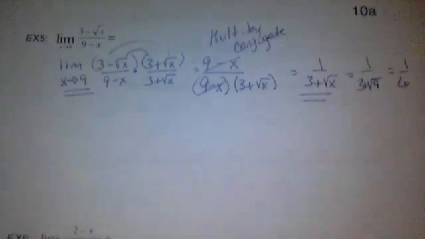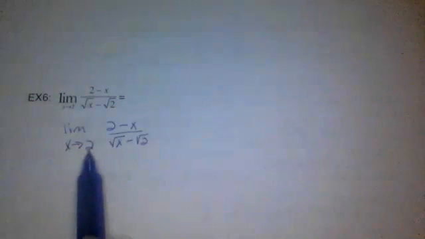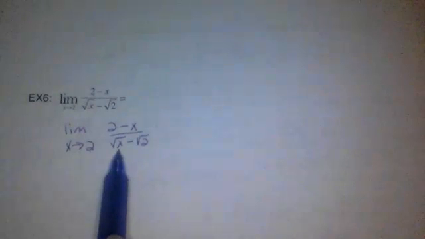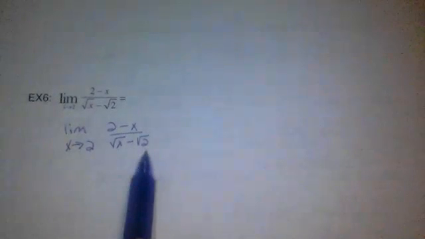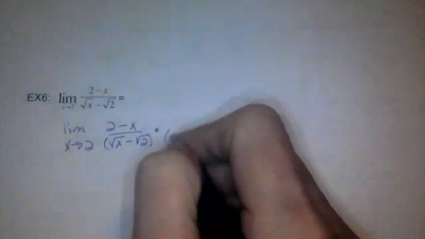So let's try number 6. So this time the roots are in the denominator. That's okay. We're still doing the same thing, except this time to the denominator. First of all, we do want to just check. Can I plug in the 2? No, because it would be square root of 2 minus square root of 2, which is 0. So that's when we're going to multiply by the conjugate of the denominator this time.